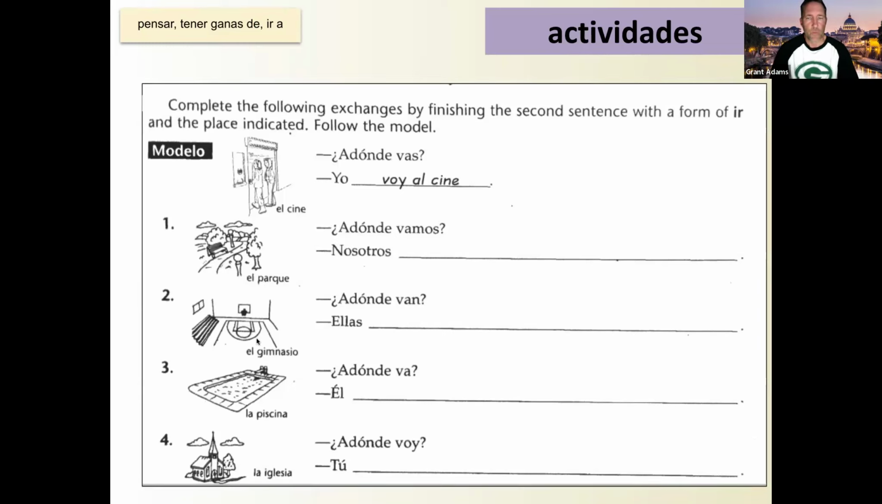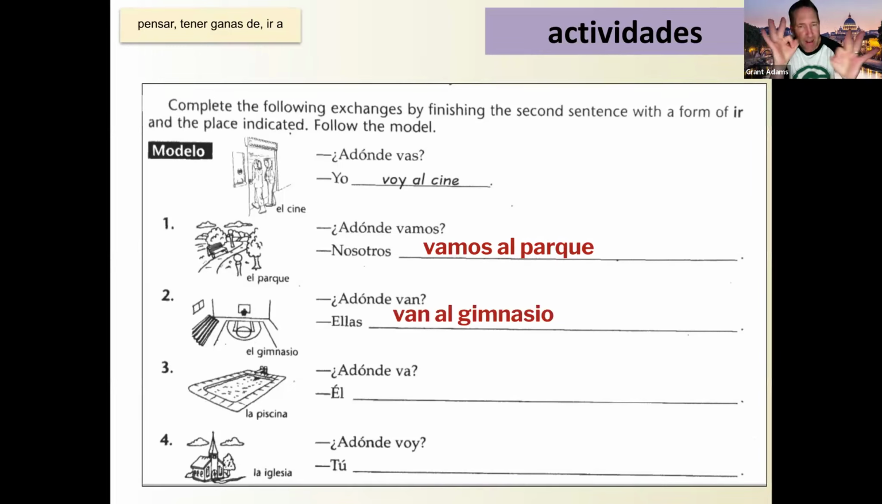We got the words right here. Perfecto. Nosotros vamos al parque. Perfecto. Hey, ¿a dónde van? Where are they going? ¿A dónde van? And this allows us to review some vocab as well. Parque, gimnasio, piscina, iglesia. Ok, perfecto. Van al gimnasio. Número 3. Hey, ¿a dónde vas?